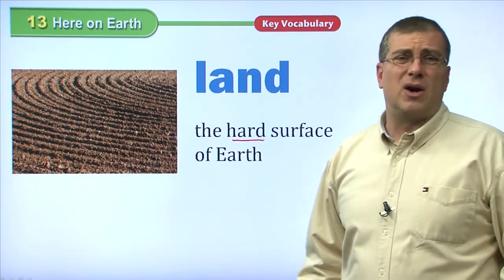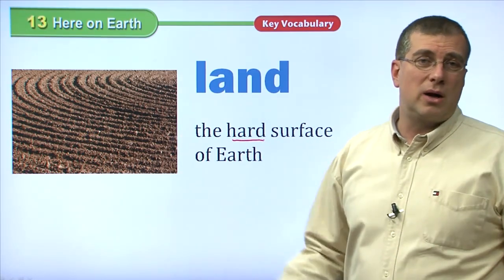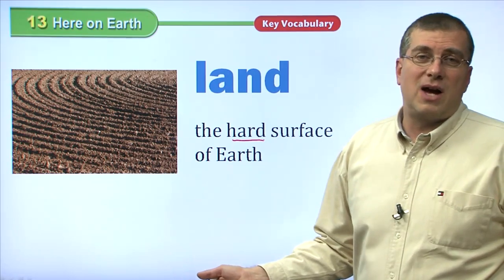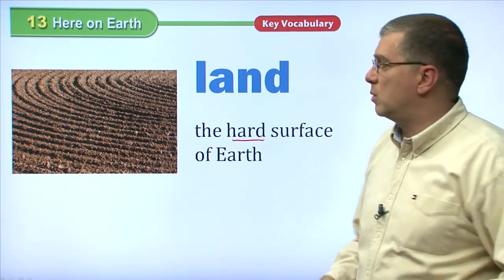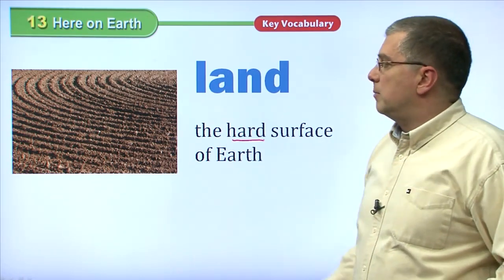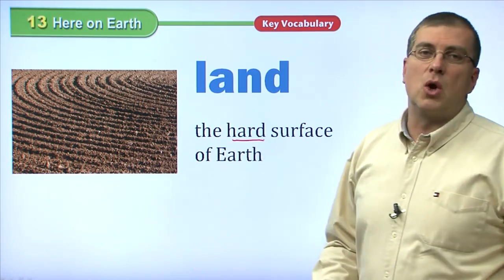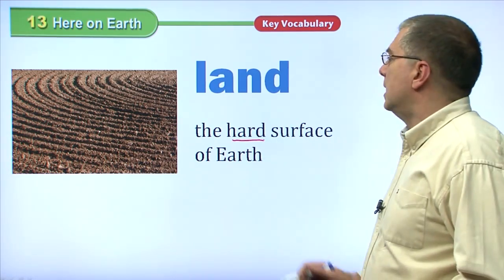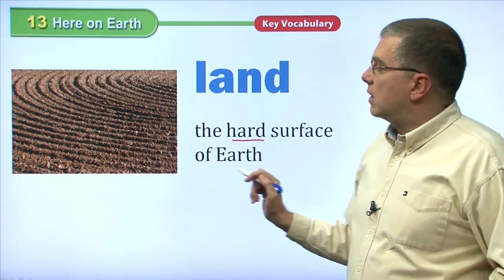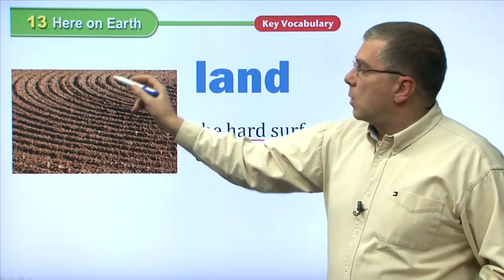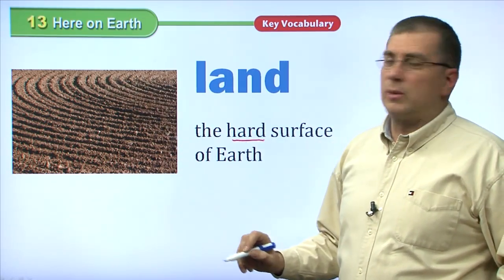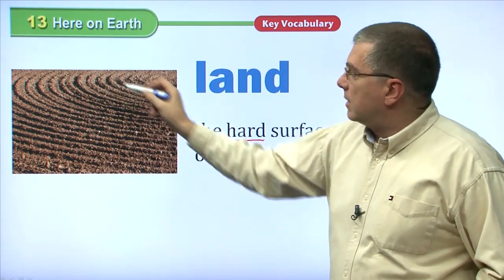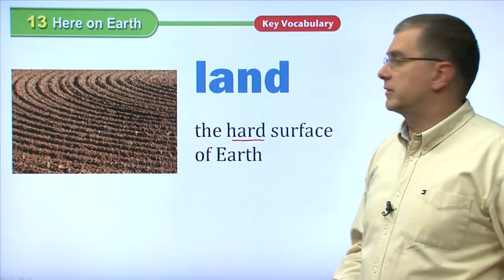Of course, we live on land. If it was just water, we wouldn't be able to survive, or we would be fish, right? We would be something else. But we wouldn't be human beings if there was no land on the earth. So land is the hard surface of the earth. Land is also where we grow our food that we need. This looks like a farm, and they're preparing to plant crops.